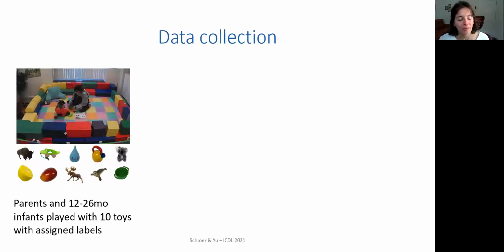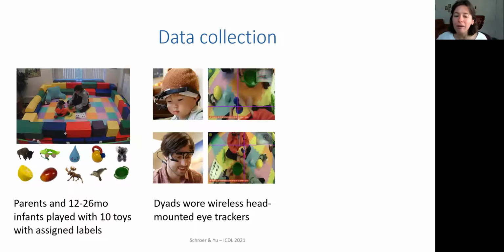To do this, we had parents and their 12 to 26-month-old infants come into the lab to play with 10 toys that we had assigned labels. While they were playing, dyads wore these wireless head-mounted eye trackers that allowed us to capture the gaze of the participant, as indicated by that purple crosshair, throughout the time they were playing with one another. These eye trackers were wireless, which meant that participants could move freely throughout the entire lab space, meaning that this interaction was a lot more naturalistic than if they had to remain seated on the floor.